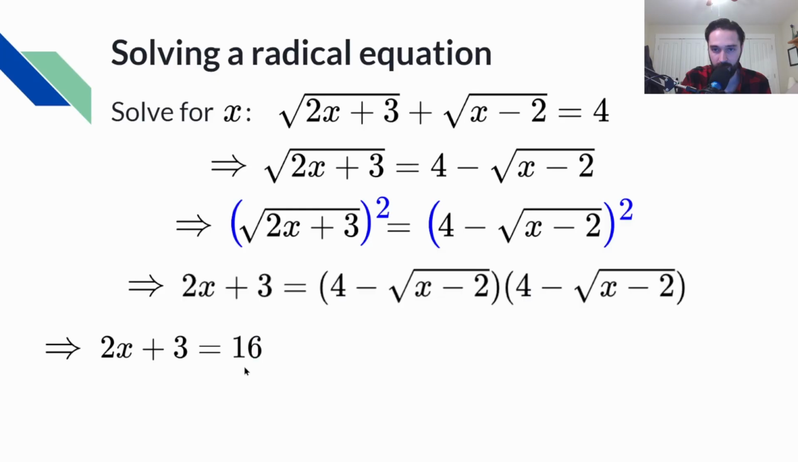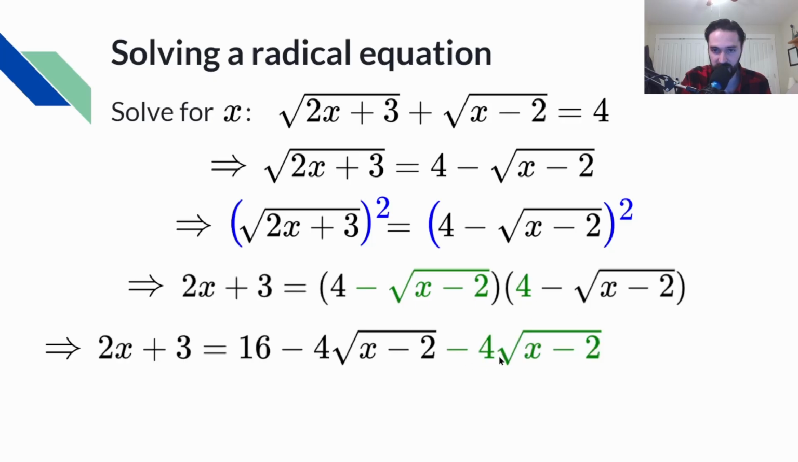For my firsts in blue, I have 4 times 4, that's 16. And for my outers in red, I have 4 times negative root x minus 2, so we just get that product in red there. For my inners, I have this expression in green times this 4 in green, so that gives me negative 4 root x minus 2.